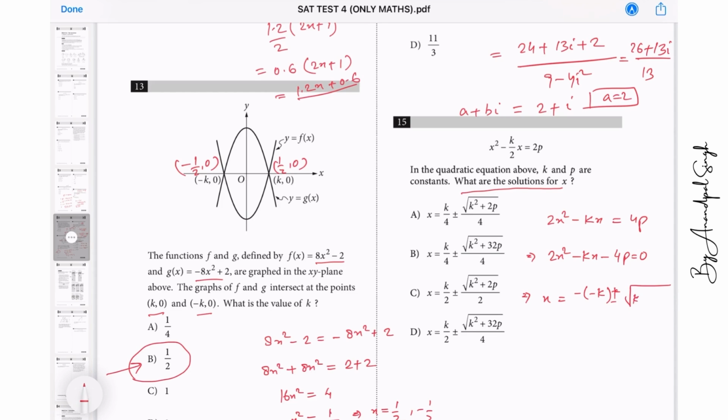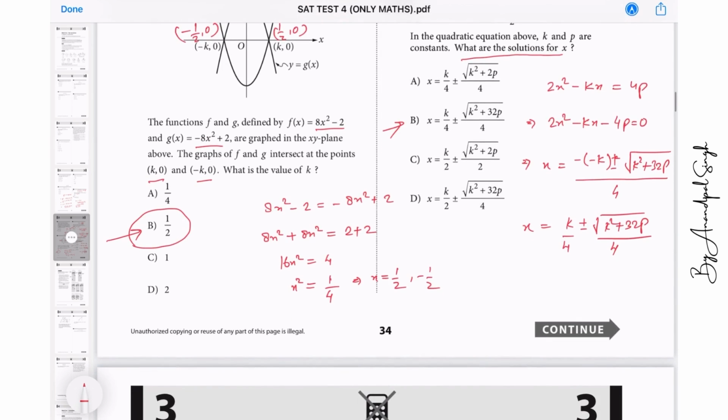B square means k square, and 4 times 2 times 4, 4 2 is the 8, 8 4 the 32. So plus 32b over 2a, that is 4. So the answer for x should be k plus minus root of k square plus 32b and whole upon 4. So we can split up this 4 also. So the answer is B.